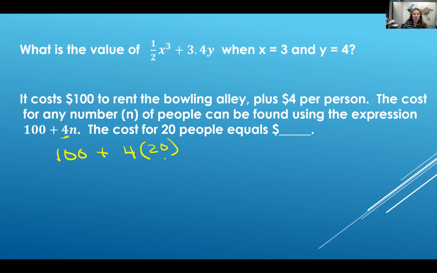All right, so if we have 20 people going, the number of people is 20, times 4 is 80, right? So the total cost for 20 people would be $180. Did you guys get that?